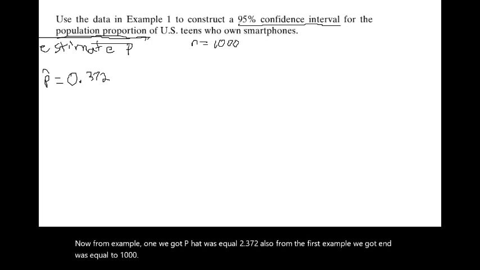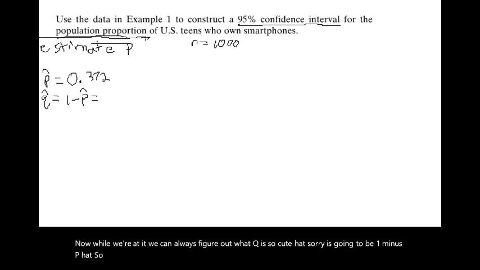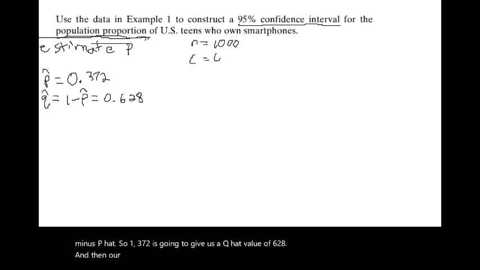Now while we're at it, we can always figure out what q is. So q hat is going to be 1 minus p hat. So 1 minus 0.372 is going to give us a q hat value of 0.628. And then our level of confidence c is going to be 0.95.